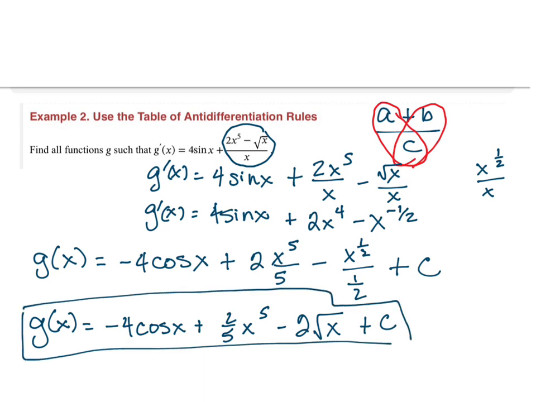What made me know that I needed a general antiderivative is the fact that it says find all functions of g such that. Not find g when, but find them all. So the plus c, the arbitrary constant, handles that this could be anywhere on the plane. We looked at that kind of picture yesterday. Okay.